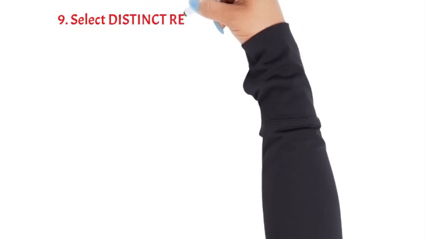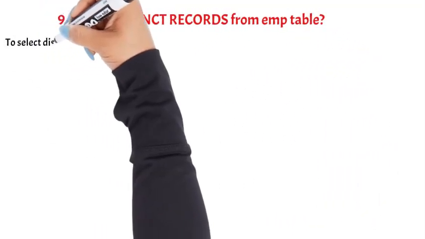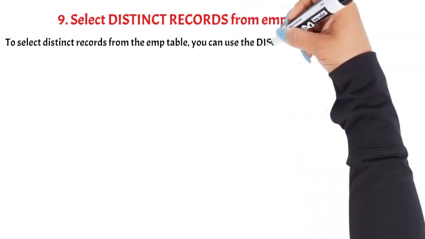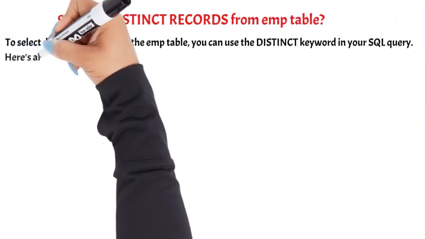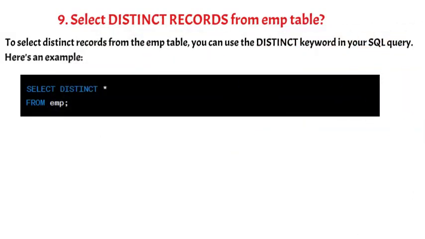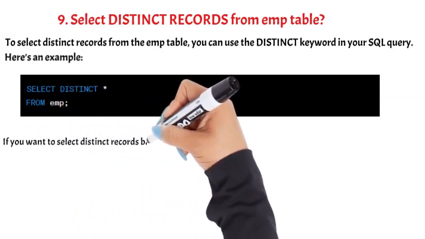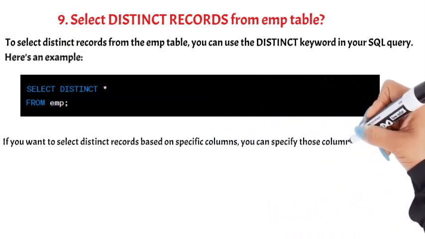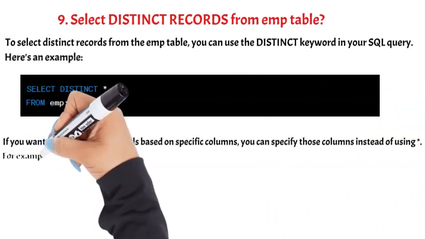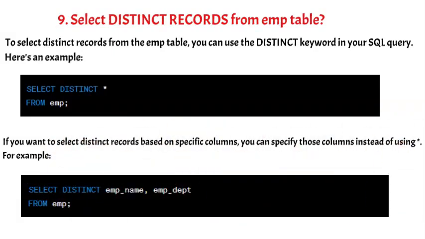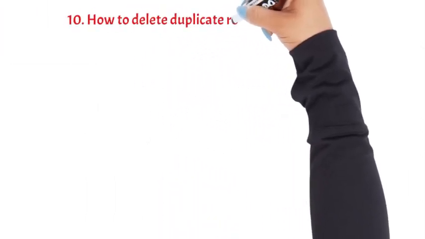9. Select distinct records from EMP table. To select distinct records from the EMP table, you can use the distinct keyword in your SQL query. Here's an example. This query will return all unique records from the EMP table, considering all columns in the table. If you want to select distinct records based on specific columns, you can specify those columns instead of using asterisks. For example, this query will return distinct records based on the emp_name and emp_dept columns, considering only those two columns for uniqueness.